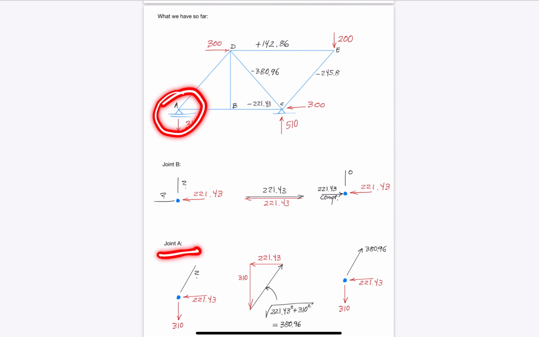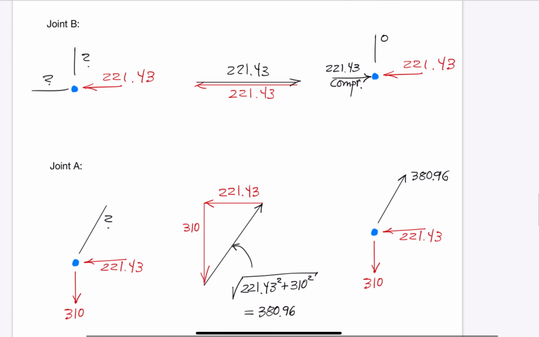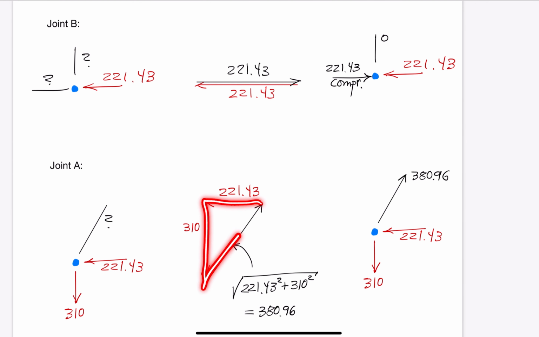At this point, only the force in the inclined member is unknown. The force polygon is a triangle in this case, and we have now seen this type of shape several times in this short course. The result is a 380.96 kN tensile force in the inclined member. All forces are now determined.